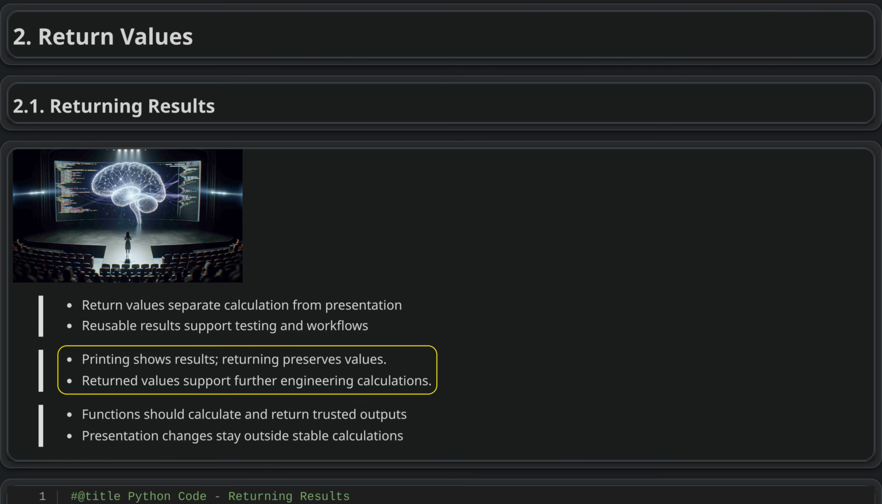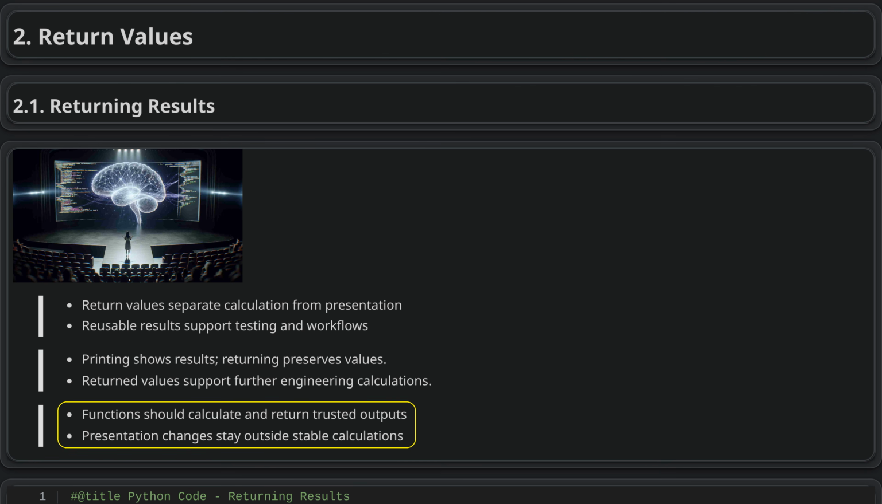Printing a value only displays it, while returning a value makes it available for later calculations. This matters in engineering because one result often feeds into the next, such as using a converted temperature or a pressure drop in another analysis. Returning results keeps functions reusable and useful for automated calculations and reporting.